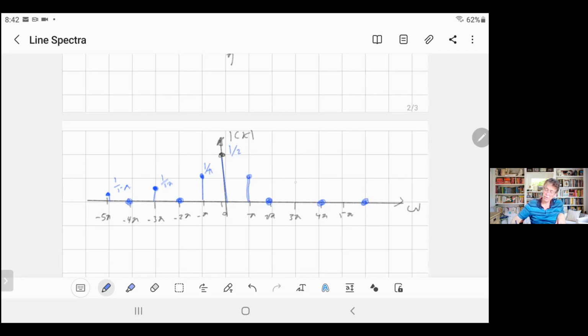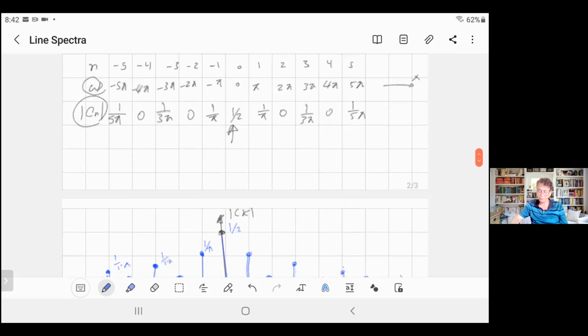And for 3, 1 over 3 pi. And for 5, 1 over 5 pi. So that's the magnitude spectrum. It shows you the magnitude of each component, so it will help you when you design an electric system that depends on the harmonics.